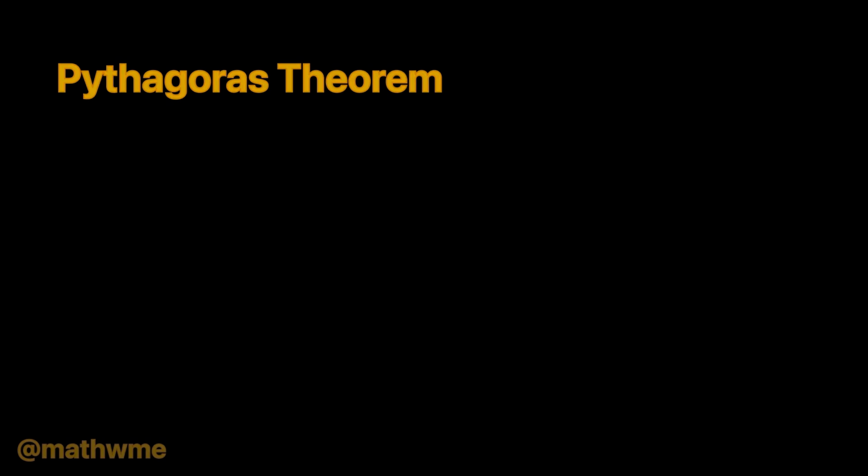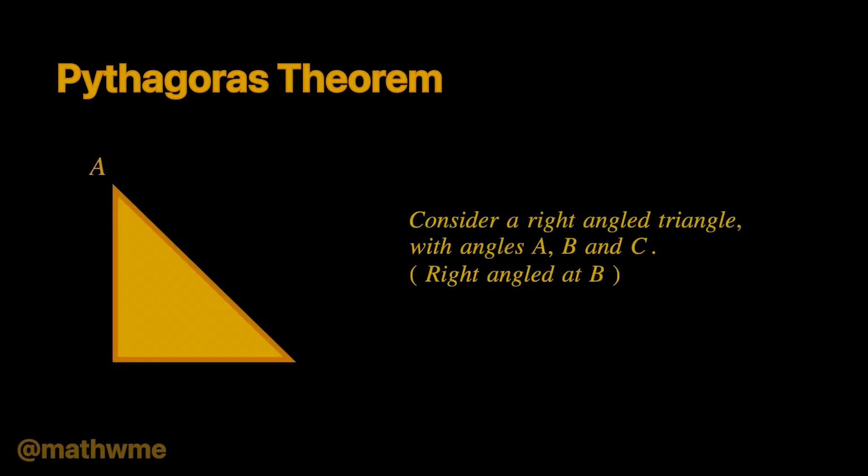Pythagoras theorem is nothing but finding the unknown side of the given triangle. So for this given triangle right here with angles A, B, and C, which is right angled at B, we can say that the sum of the squares of the lengths of the two sides of the triangle is equal to the square of the length of the hypotenuse, which is AC in this case, and it is also called the longest side in a triangle.